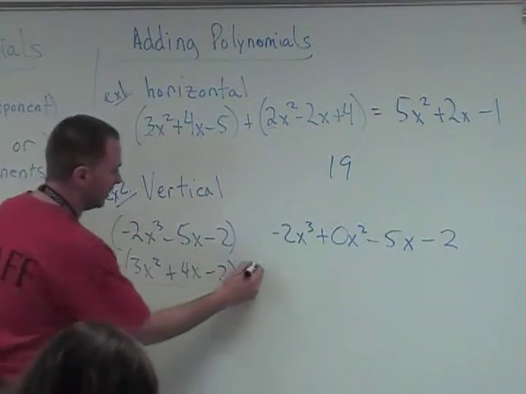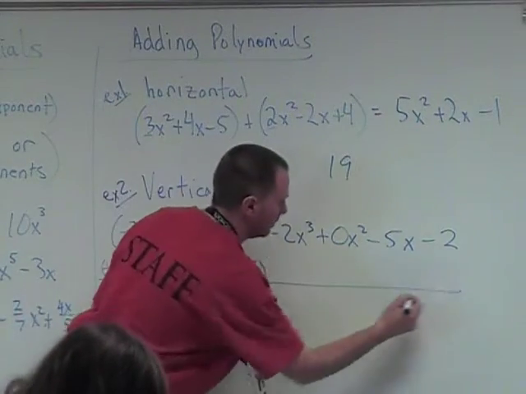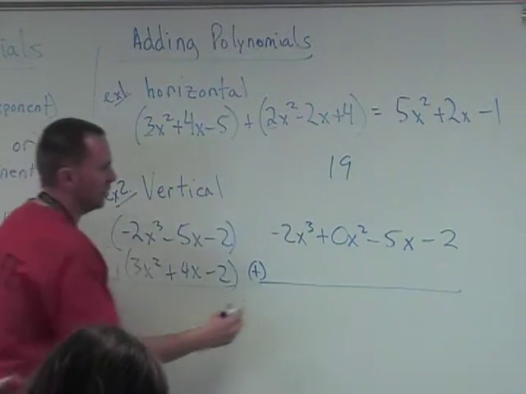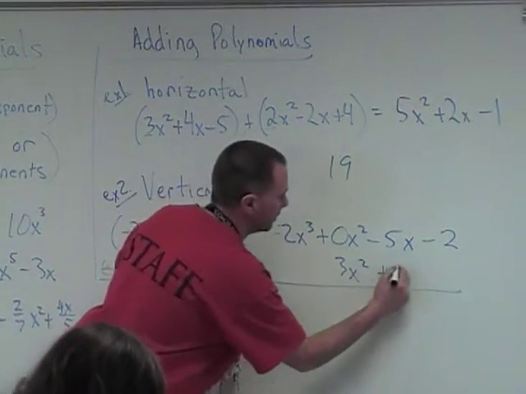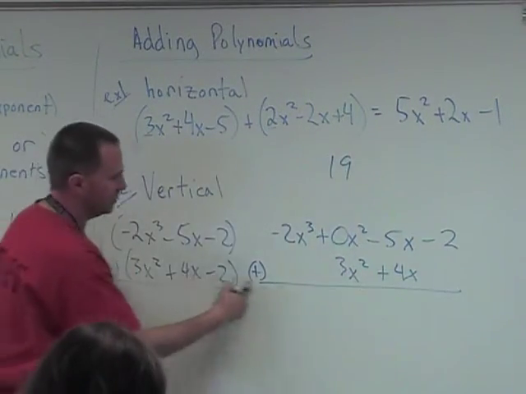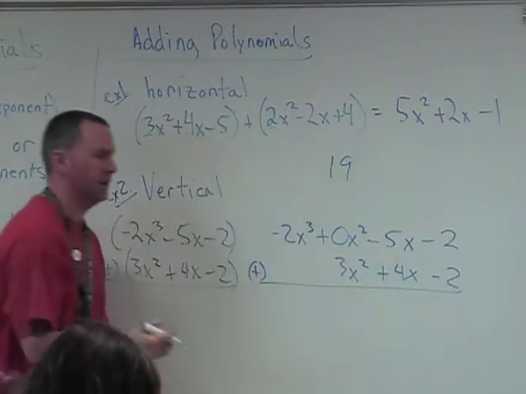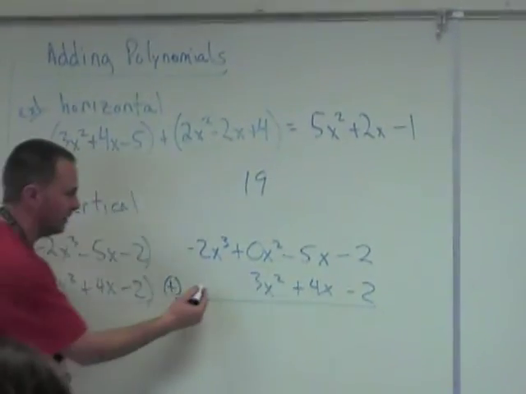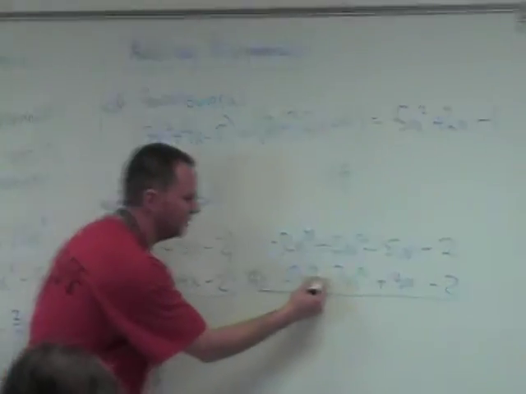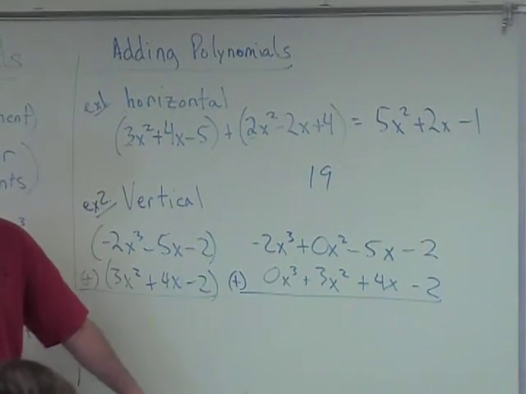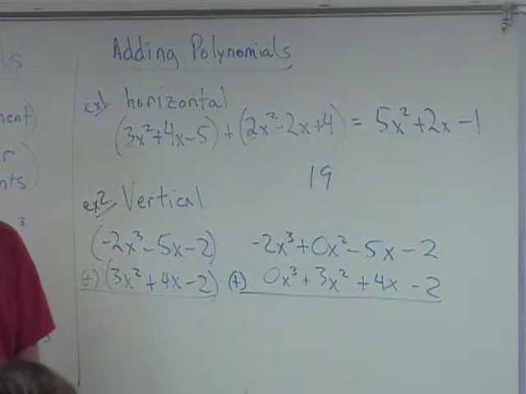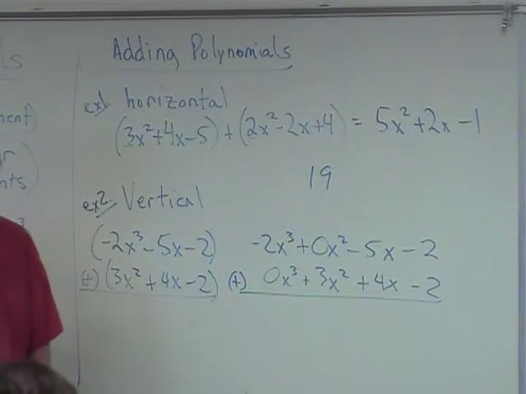Alright, now down here, I'm adding. This is how I actually do this. 3x squared goes in this position, positive 4x goes in this position, and a minus 2 in this position. Now everything is lined up. Technically there's a 0x cubed here, but I don't necessarily need to write it. Now I add vertically, just like you would add two big numbers together.